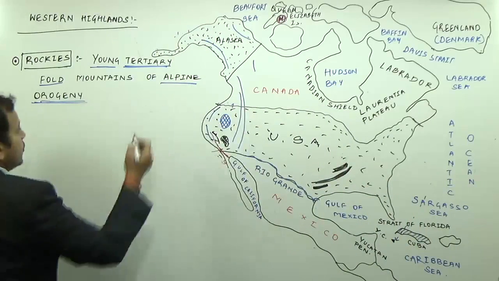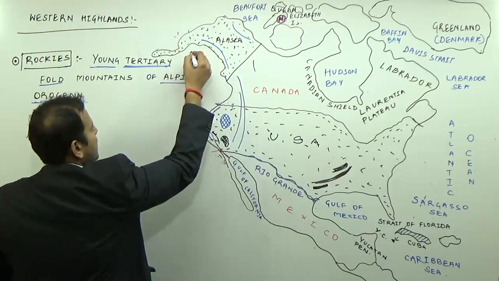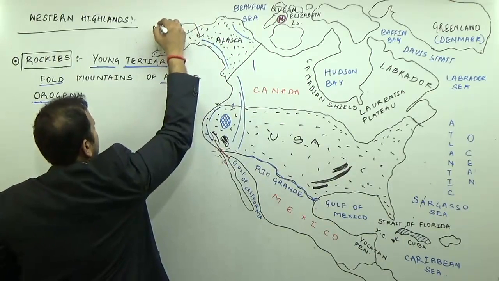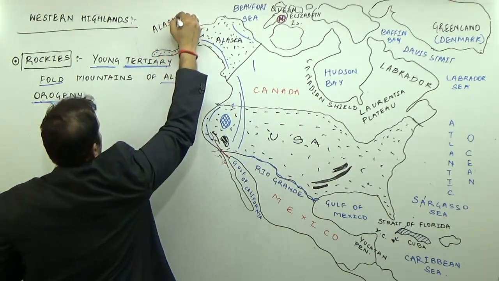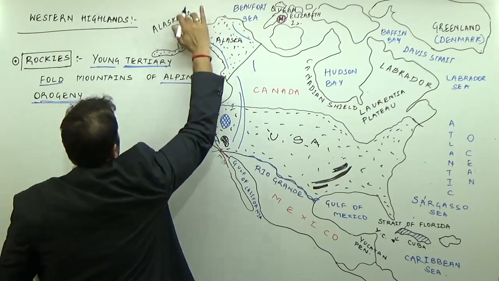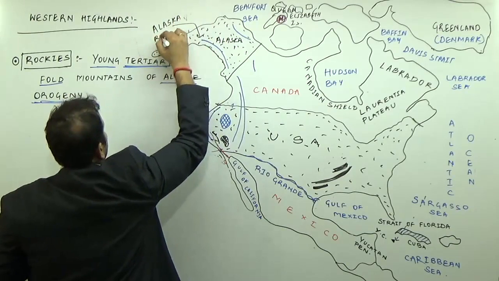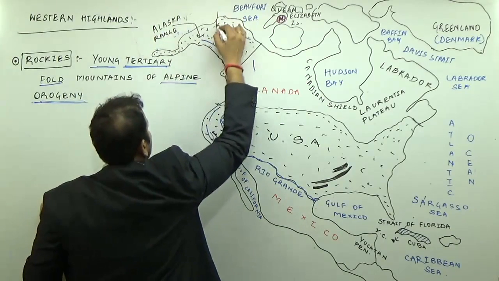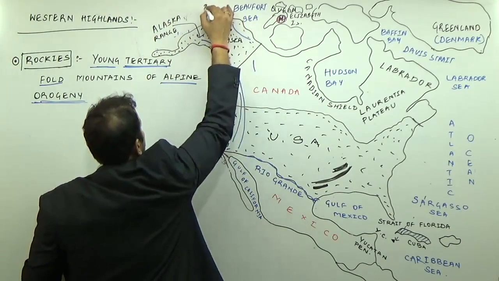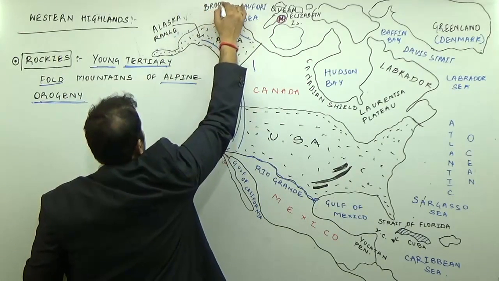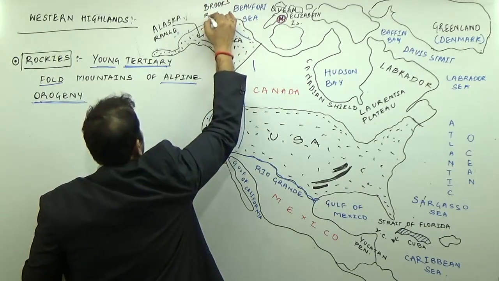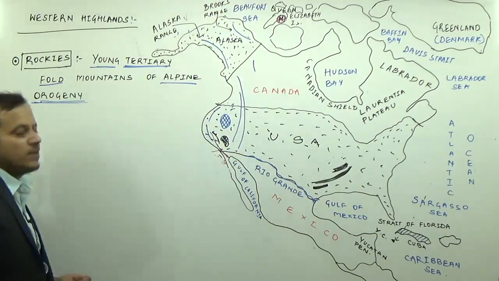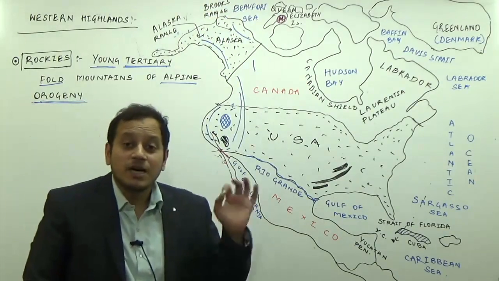So here they are known in Alaska as the Alaska Range. And here they are known as the Brooks Range. The Brooks Range is to the north.